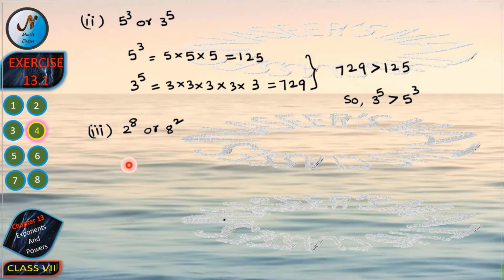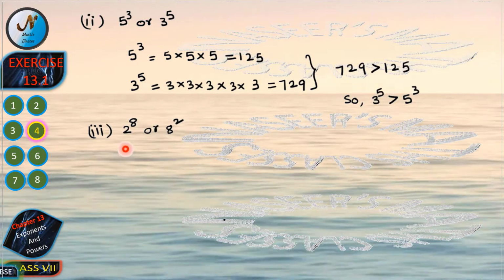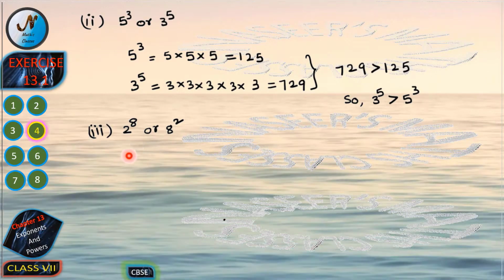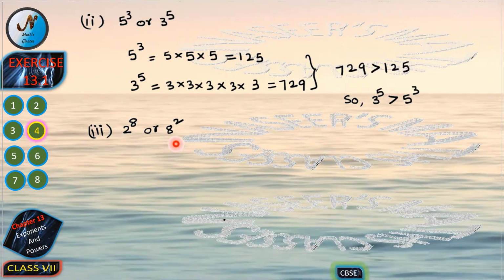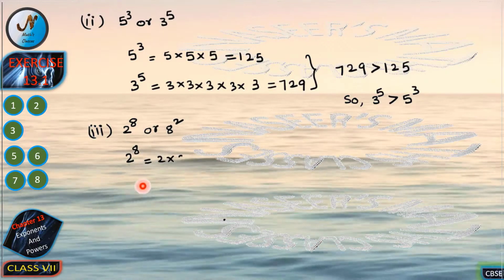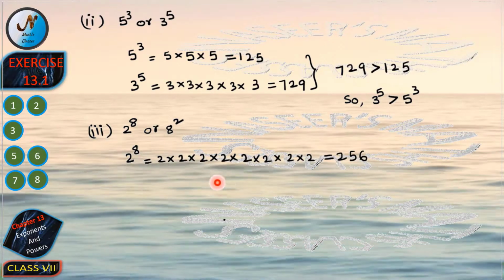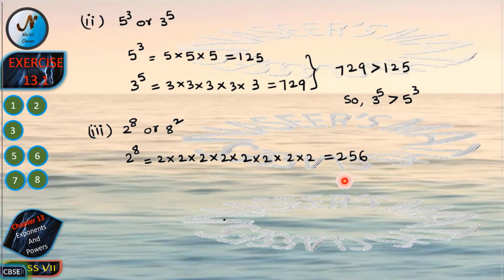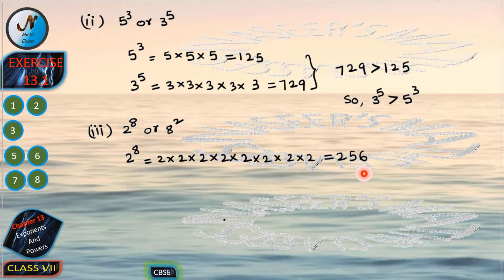Next third one, 2 power 8 or 8 square. We already know that 2 power 8 means 2 is multiplied 8 times, and 8 square means 8 is multiplied 2 times. So 2 power 8 is written as 2 multiplied 8 times, which is equal to 256.